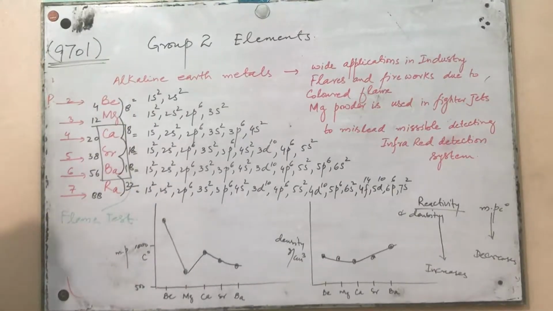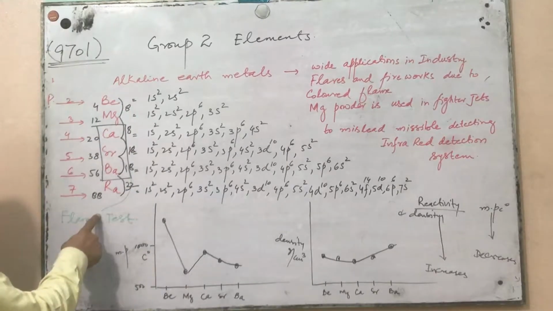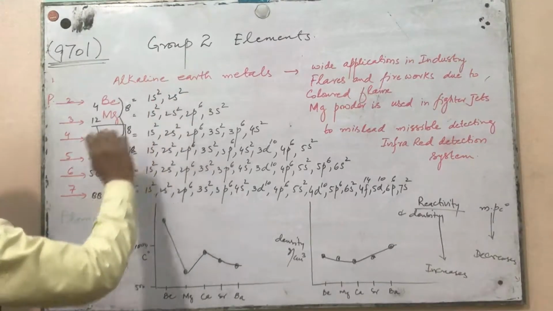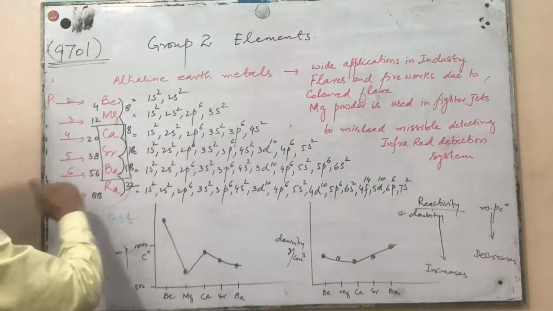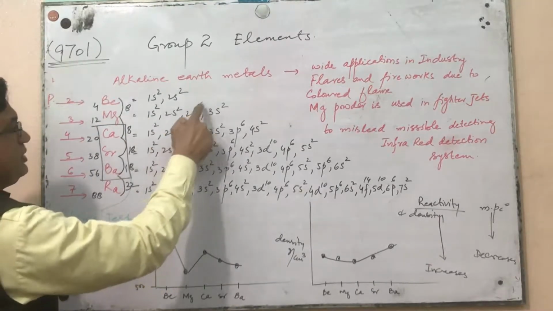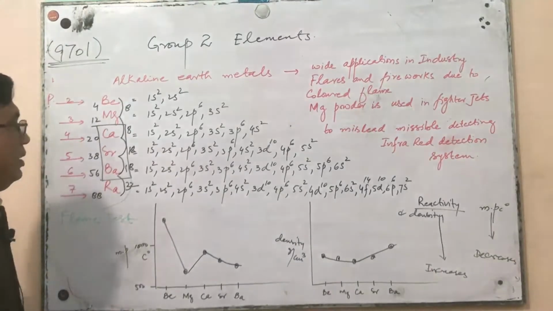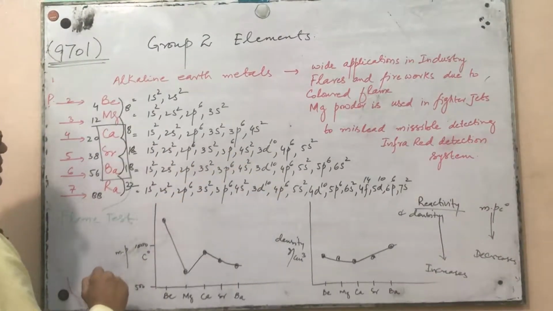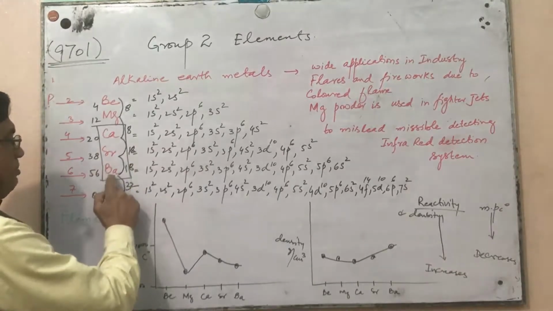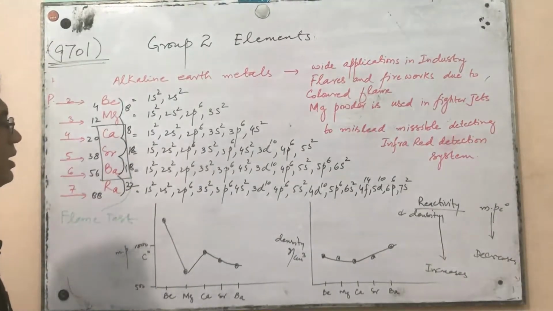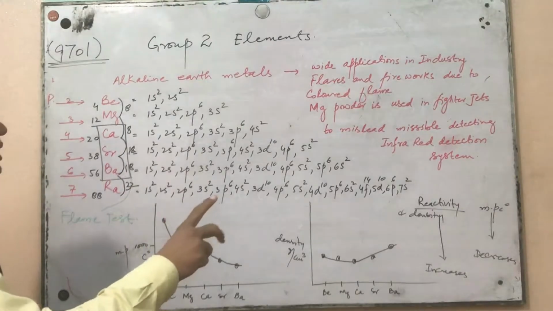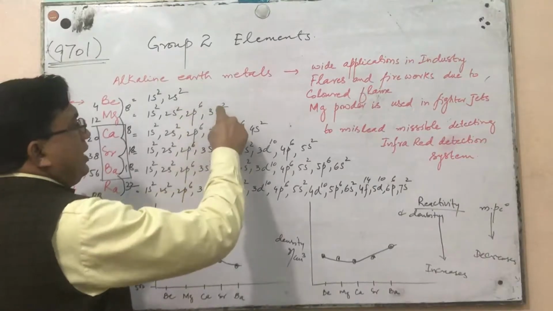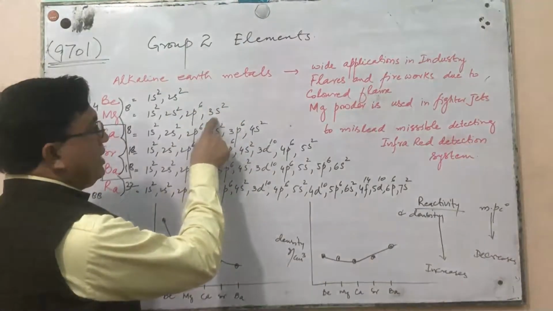Now, with these proton numbers, these are the electronic configurations: beryllium 1s2, 2s2. In case of magnesium, 1s2, 2s2, 2p6 and 3s2. Now, the electronic configuration of all these elements, calcium, strontium, barium and radium, shows that the last electron of these elements enters into the s orbital.